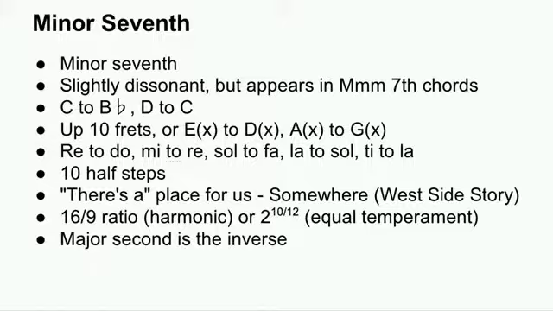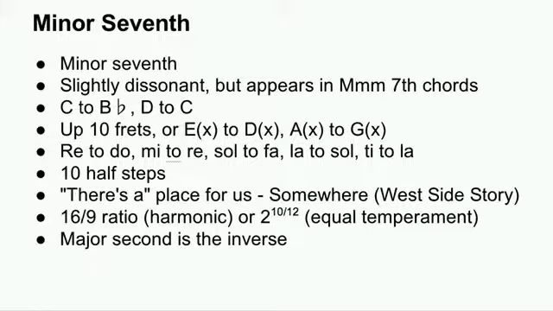On a guitar, if you go up 10 frets or you go up two strings, just up two strings, from the sixth string to the fourth or the fifth to the third, for example. Re going all the way up to do, or mi going all the way up to re, or sol going all the way up to fa. Those are all examples of minor sevenths. It's 10 half steps.